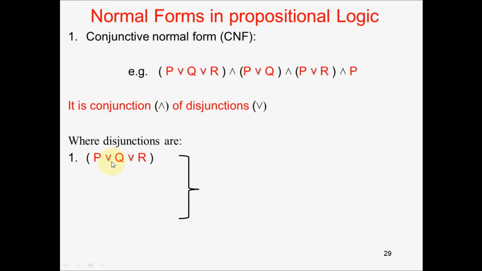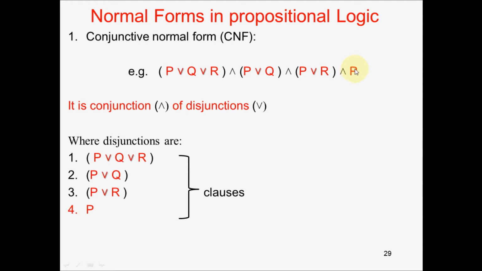If a proposition is connected with and, or if it is a mixture of and and or, that's not a disjunction. Disjunction is the term in which each proposition should be strictly connected to other propositions using only disjunction, or, right? The second disjunction in this sentence is P or Q, third is P or R, and fourth is P.